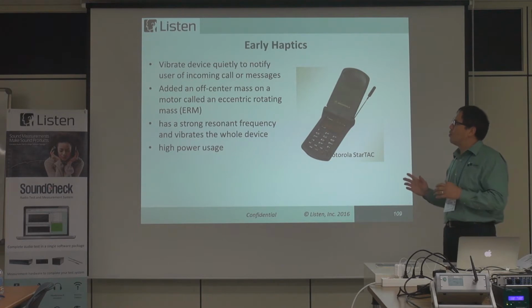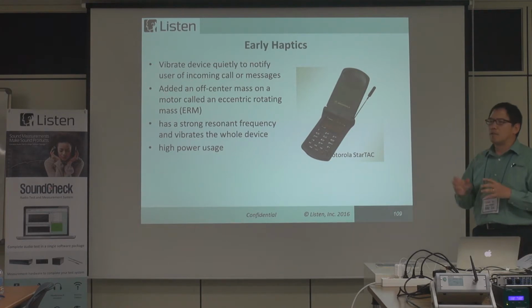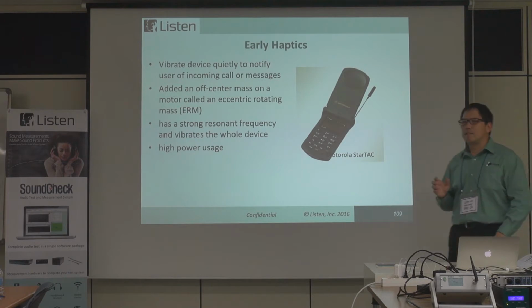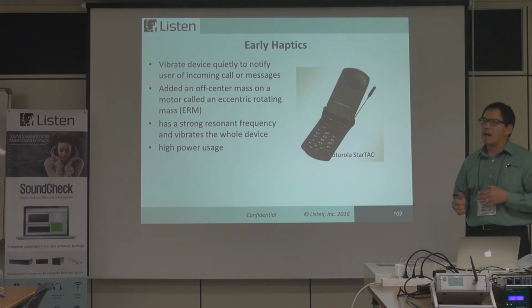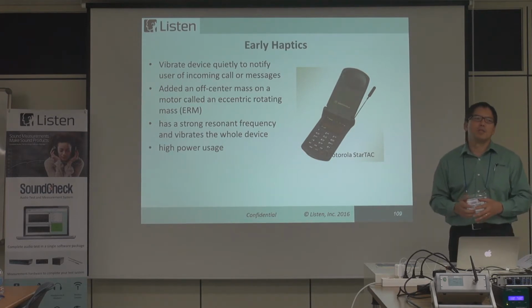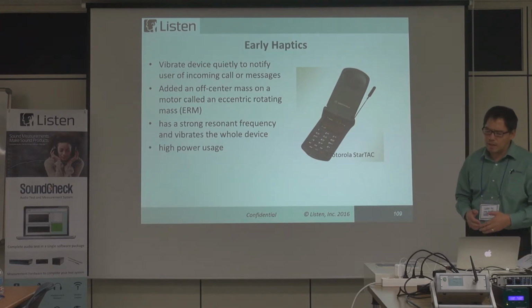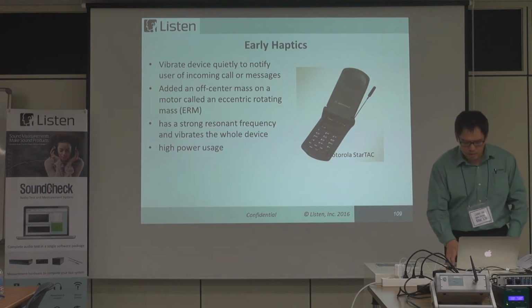So it has a very strong resonant frequency, so strong it vibrates the whole device. And because it's a DC powered motor, you can't really control the amplitude, how much it shakes. Basically, you turn it on, it shakes the way it does, and that's it. And it has a very high power usage. So it takes a lot of battery power to run this ERM.